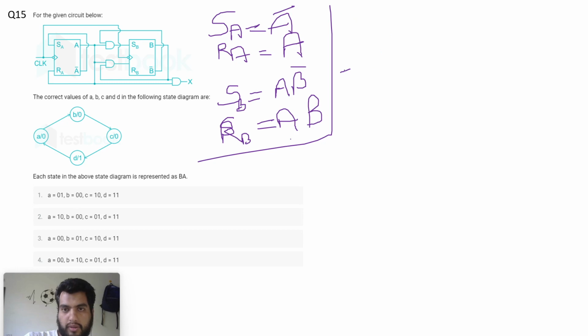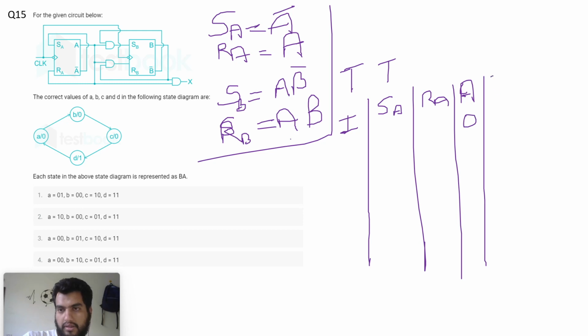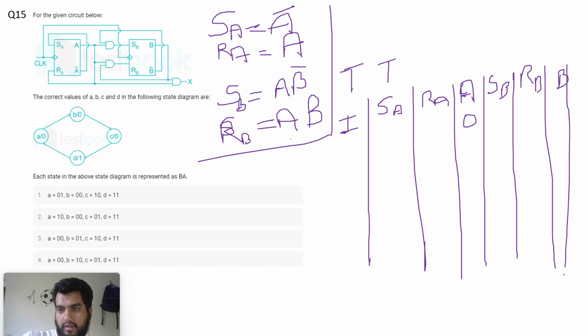Let's just draw the truth table here. We have the initial condition. We have SA, we don't know about it. We have RA. Let's just assume QA is equal to A. QA is simply A equal to 0. We have SB, RB, then we have B, and we have X. And let's just assume B is equal to X. So this is the initial condition.